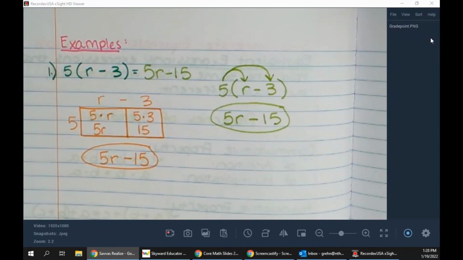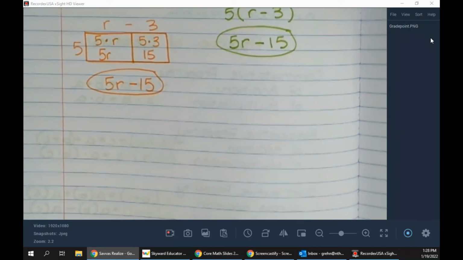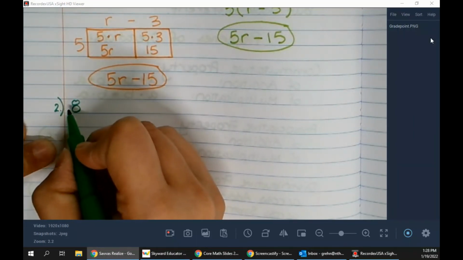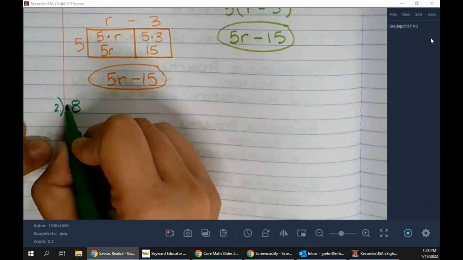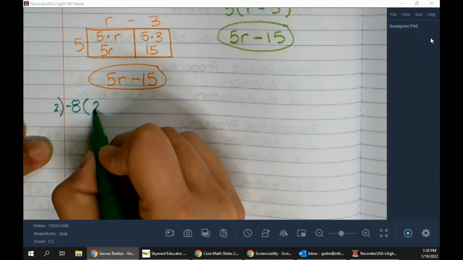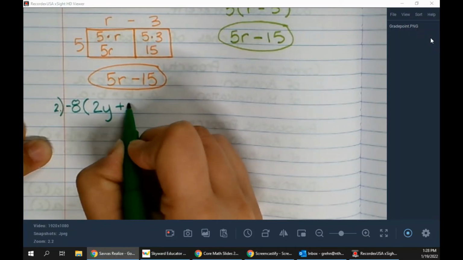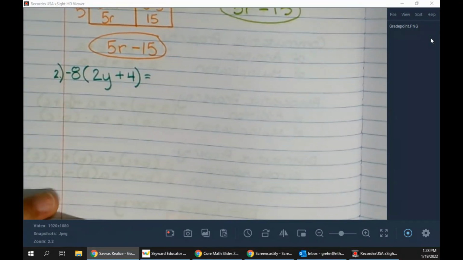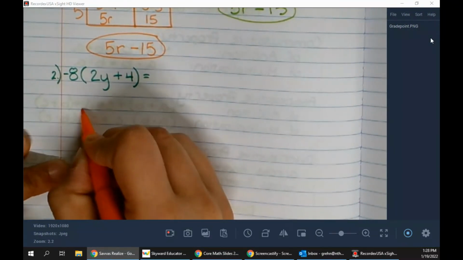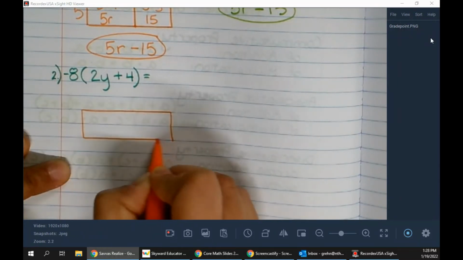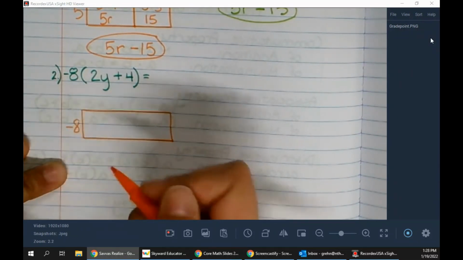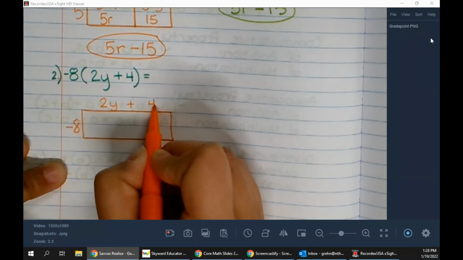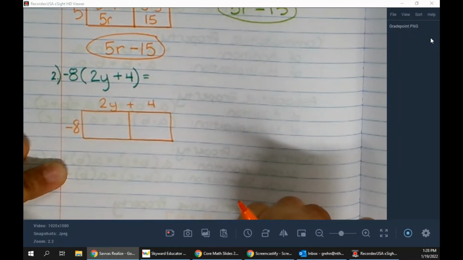All right, let's look at a second example. Okay, so for example 2, we have negative 8 times the quantity 2y plus 4. So let's start with the area model. So I'm going to draw my rectangle, bring down my negative 8, and then 2y plus 4 will go up top. Since there are 2 terms, I need 2 rectangles.